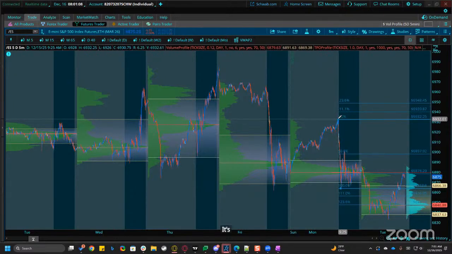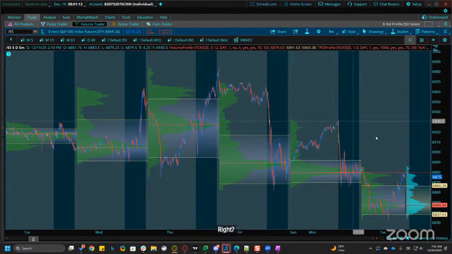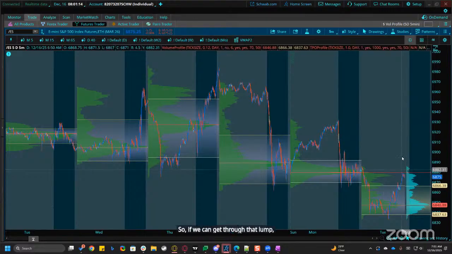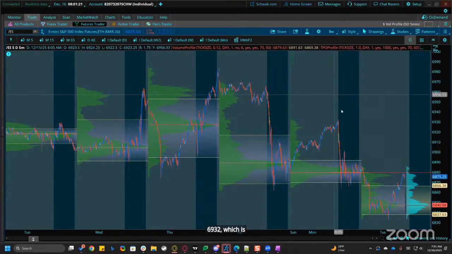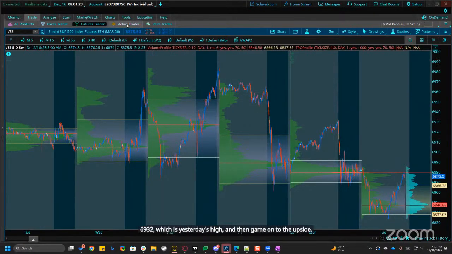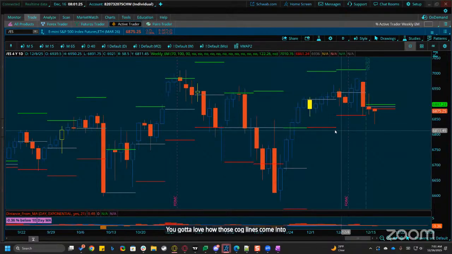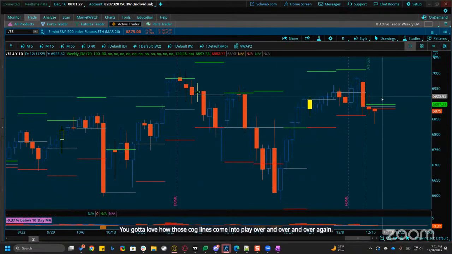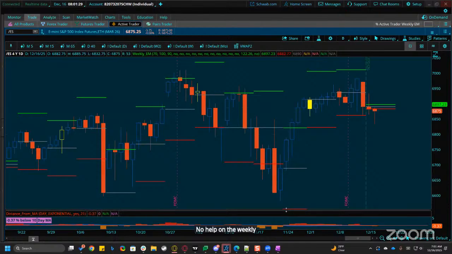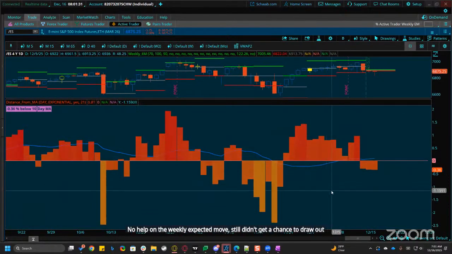It's basically 6,900 for the halfback, right? So if we can get through that lump, 6,900, then 6,911 cog line, 6,932, which is yesterday's high, and then game on to the upside. You got to love how those cog lines come into play over and over and over again. No help on the weekly expected move. Still didn't get a chance to draw out the new ones by hand.